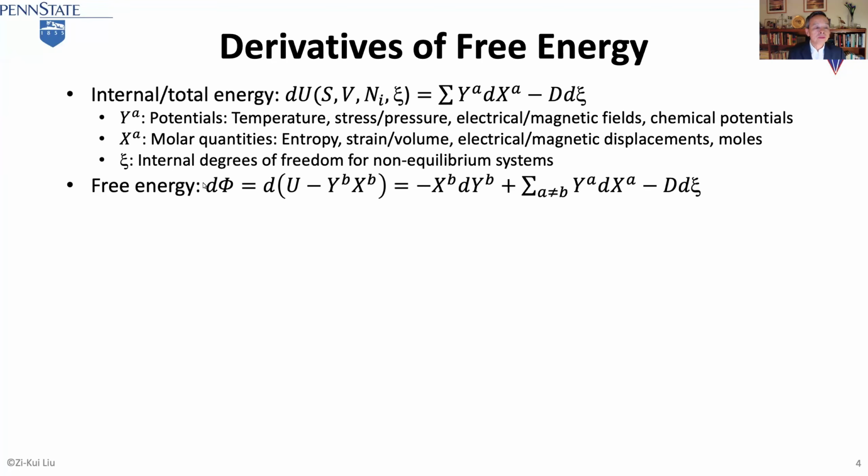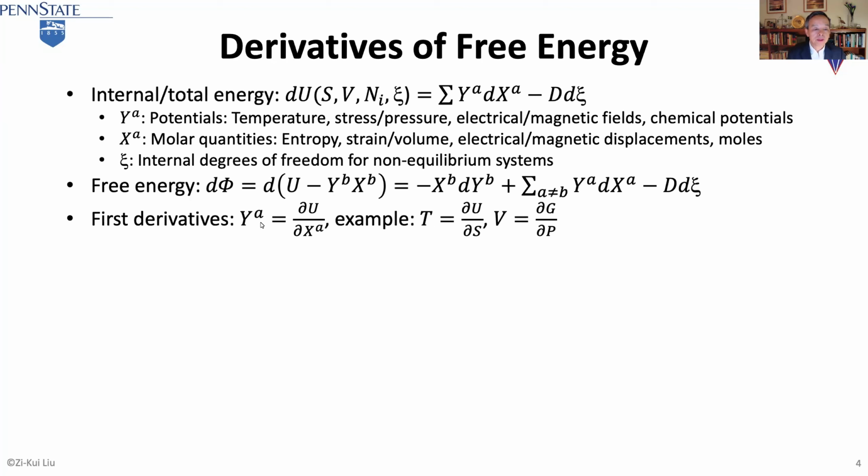So the free energy is defined by moving one pair or more pairs to the left side, so the internal energy minus the potential times the molar quantity. Then these switch positions, and now we have X dY instead of Y dX here. The other ones are not switched, which will be Y dX and minus dψ. The first derivative: if we take the internal energy U derivative with respect to X, it gives Y, like temperature. However, if we take the Gibbs energy derivative with respect to P, it will give the volume. So it's potentials and molar quantities.